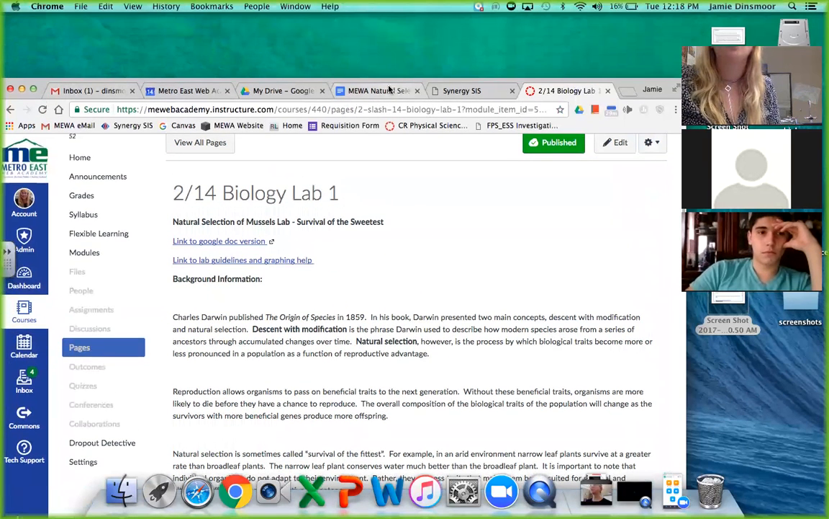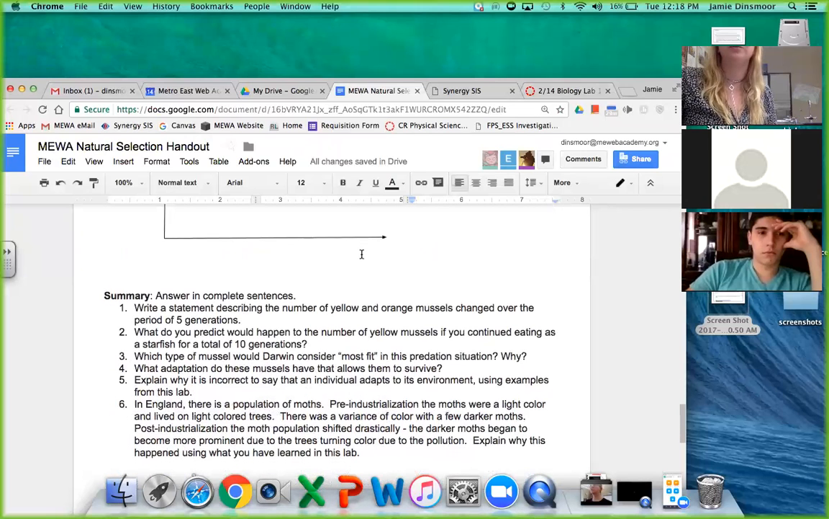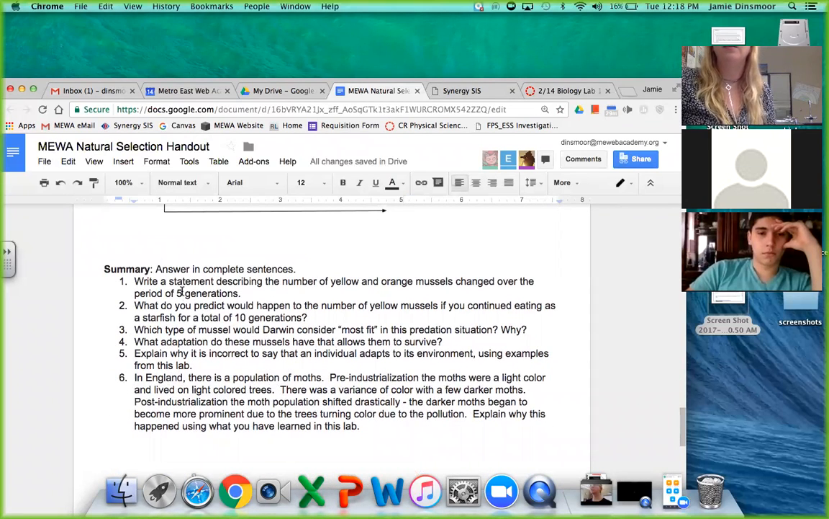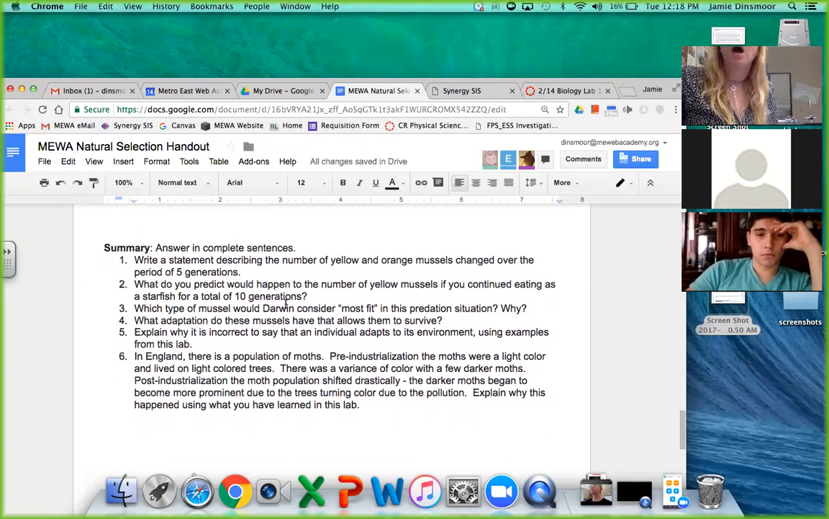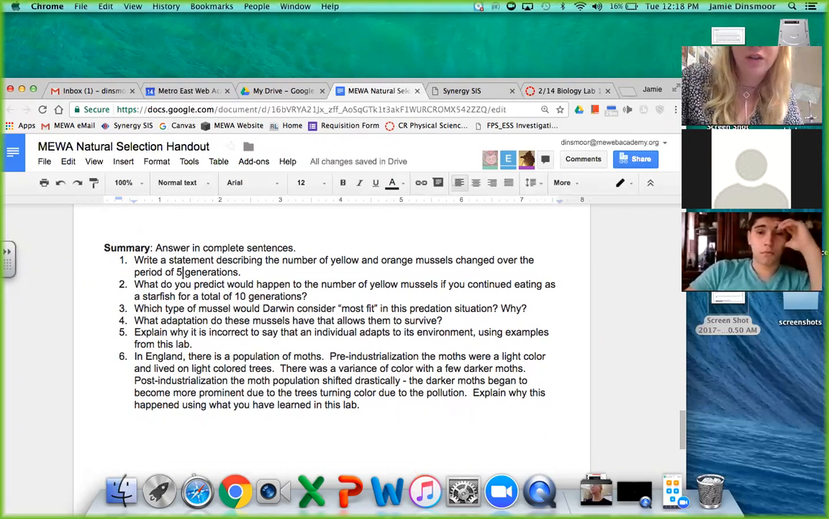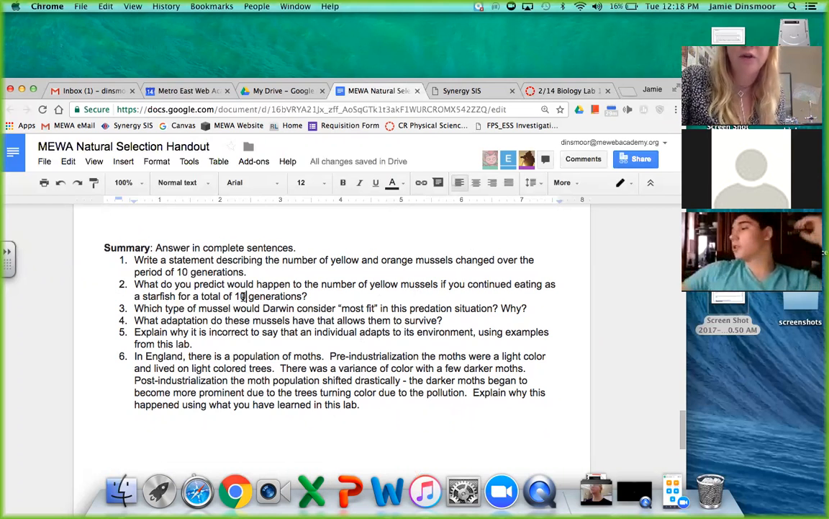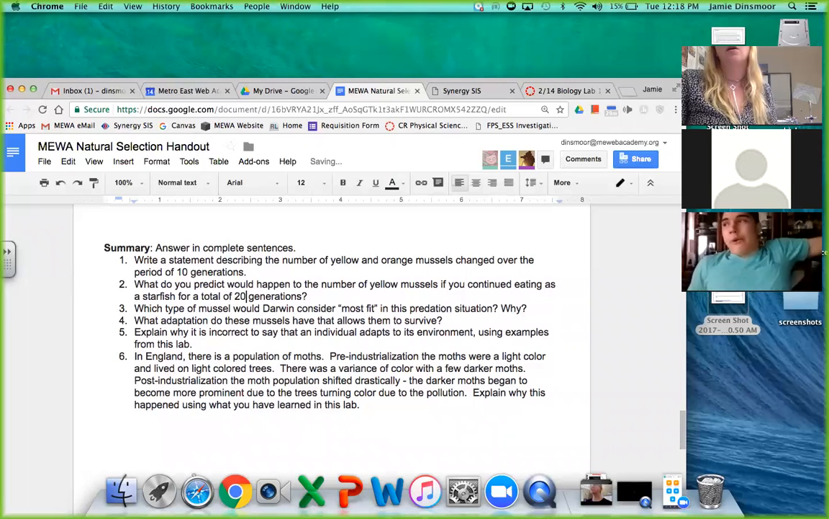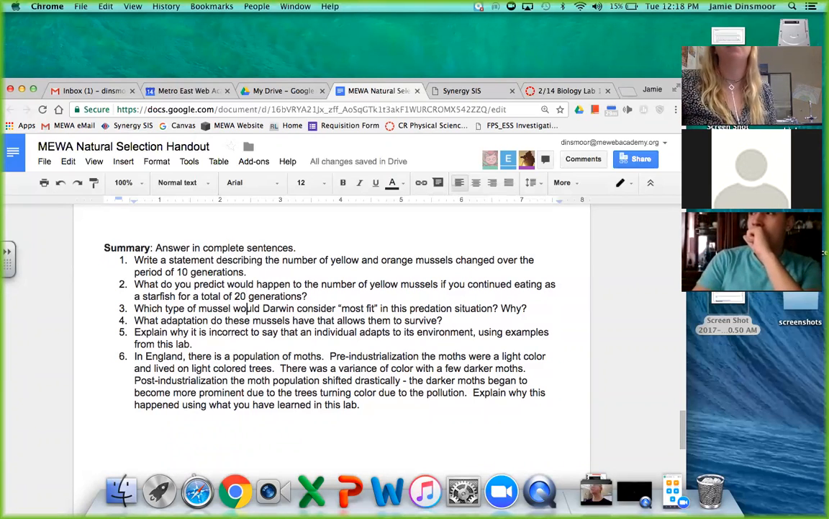So the graph. All right, then there's these conclusion questions, right? And this says 5 generations, but we were originally going to do 5 generations and then we changed it to 10, so you're actually going to have to alter this. We're going to write a statement describing the number of yellow and orange mussels, how they changed over 10 generations, because we did 10. You're going to predict what would happen if we did 20 generations instead of 10. So if this kept going for another 10 generations, what would happen to the mussels? Would all of the orange ones dominate? Would it go back to being even?